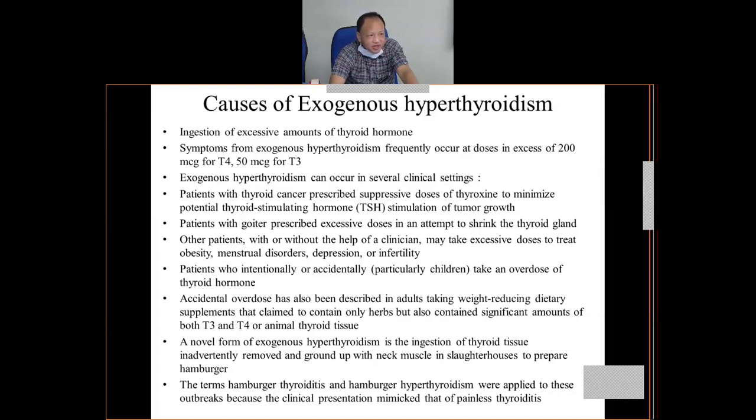A novel form of exogenous hyperthyroidism is the ingestion of thyroid tissue inadvertently removed and ground up with neck muscles in slaughterhouses to prepare hamburger. This was reported in the West, and is given the term hamburger thyroiditis.